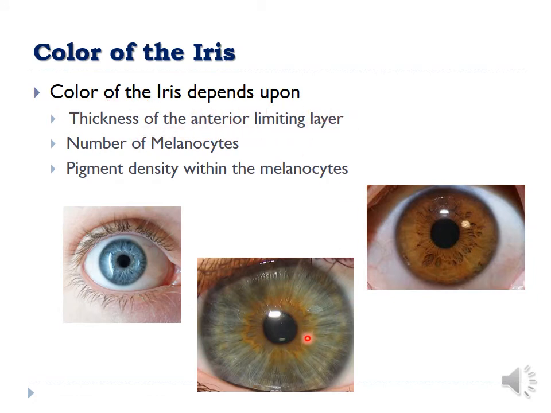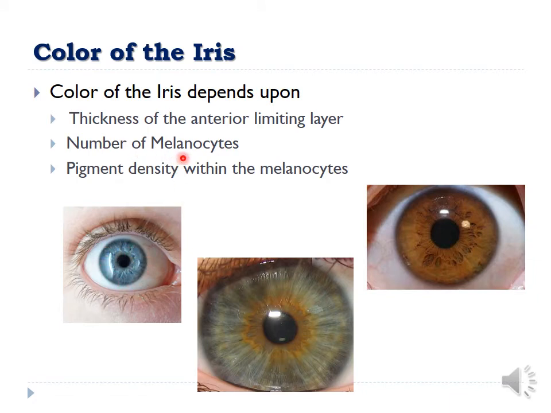So the color of the iris depends upon the thickness of the anterior limiting layer. In the previous slide, when we discussed the cross section of the iris, the anterior most part is the anterior limiting layer. That is the area that decides the color of the iris. So if the thickness is higher, and if the number of melanocytes is higher, and we already discussed that melanin is the pigment that gives color to the iris. If you compare between 1, 2 and 3, it is easily understood this eye has more melanin pigmentation than this, and this one has the least amount of melanin pigmentation.